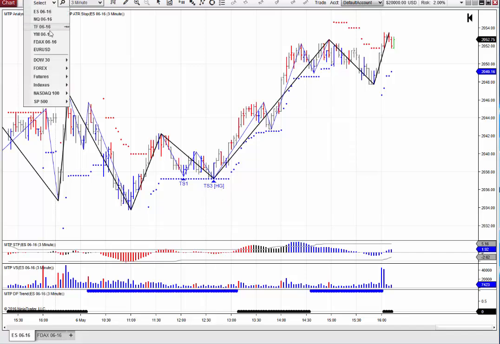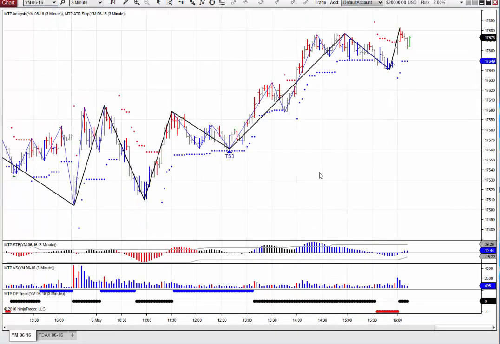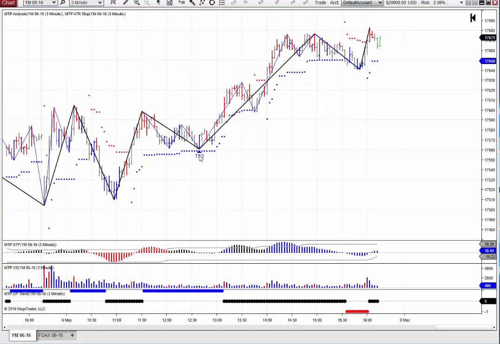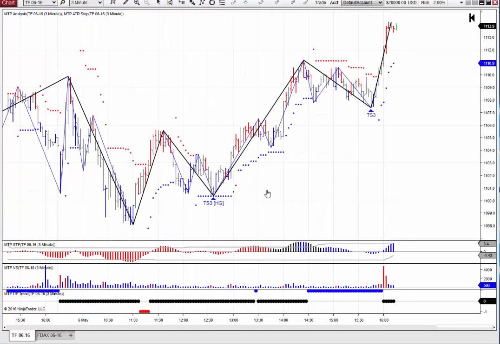Let's have a look at some of the other markets. Let's have a quick look at the YM. Same thing here, we had a TS3 buy setup in the direction of our new DP trend, and also, if we are trading the Russell Index, we had another Holy Grail trade setup here. This time it was on a black trend.